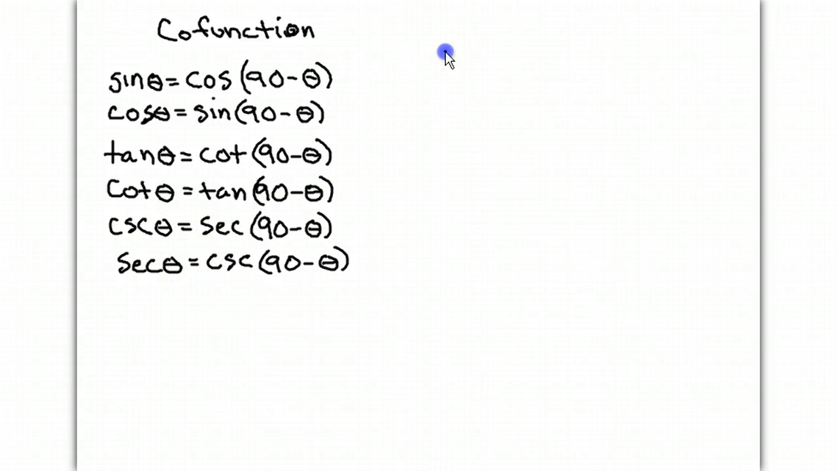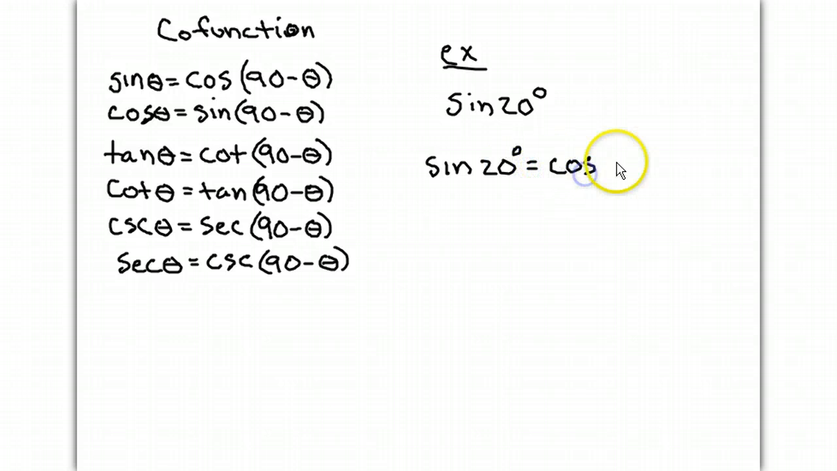So if they give you an example and they say, okay, I want the cofunction of sine of 20 degrees. The formula is sine of 20 is equal to cosine of 90 minus 20. So that will give you the cosine of 70.